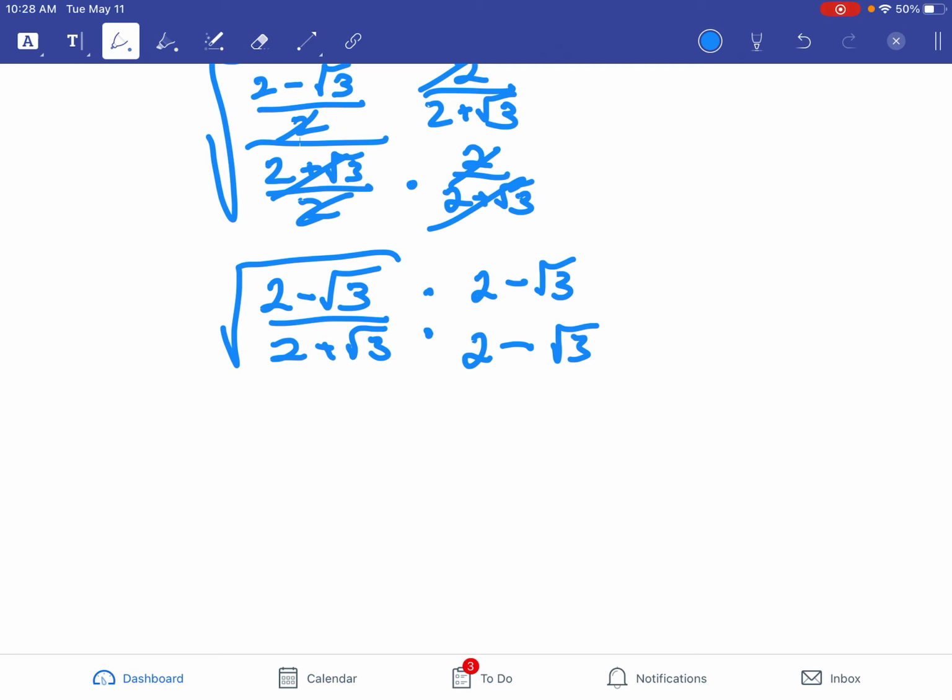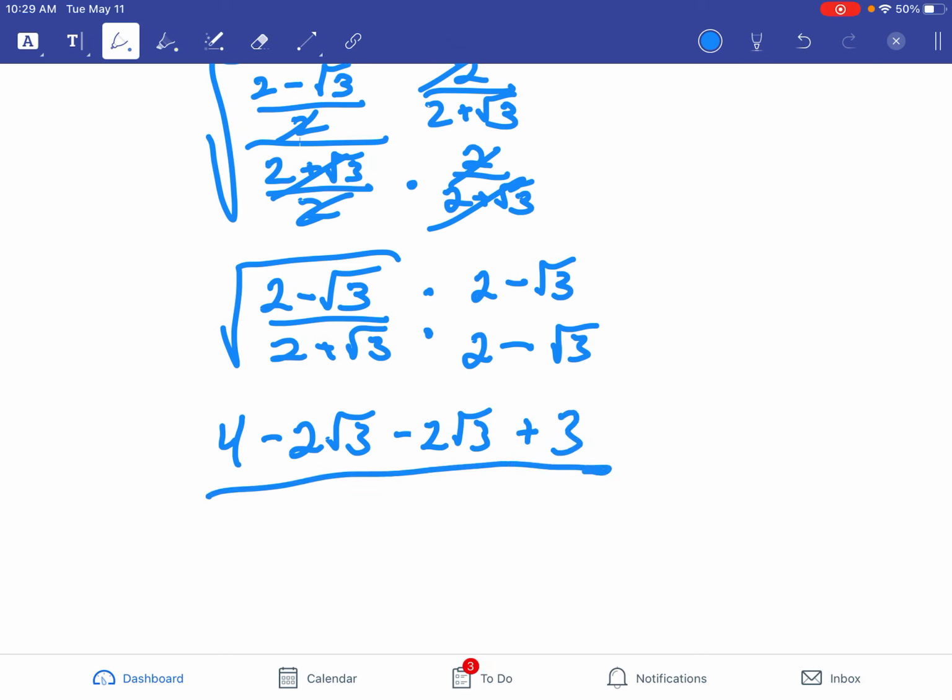Okay, so if I multiply that out, I'm distributing. 2 times 2 is 4. 2 times negative root 3 is negative 2 root 3. Negative root 3 times 2 is negative 2 root 3. And negative root 3 times negative root 3 is positive root 9, and the square root of 9 is 3. On the bottom, 2 times 2 is 4. 2 times negative root 3 is negative 2 root 3. Positive root 3 times 2 is positive 2 root 3. And positive root 3 times negative root 3 is negative root 9, which is negative 3.